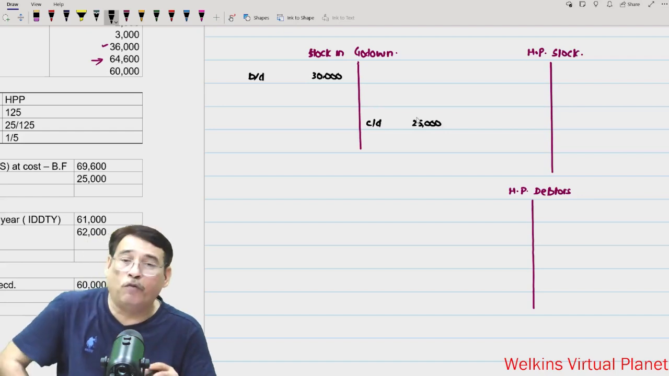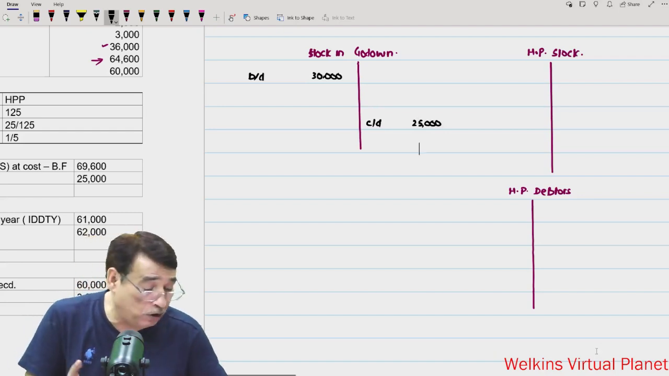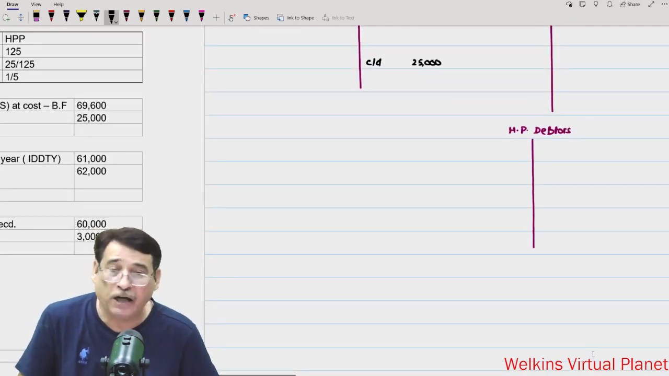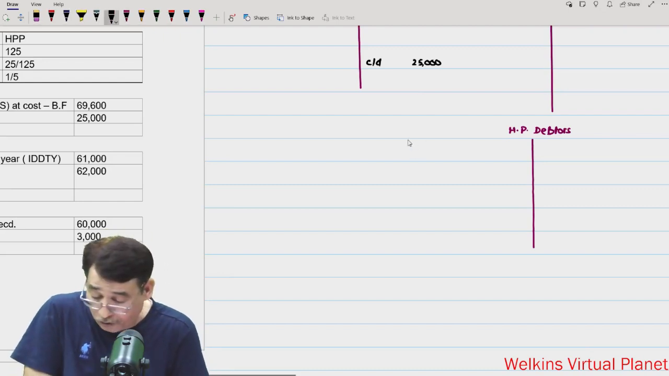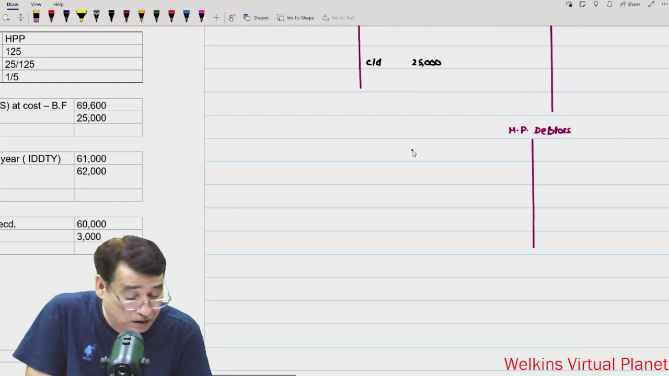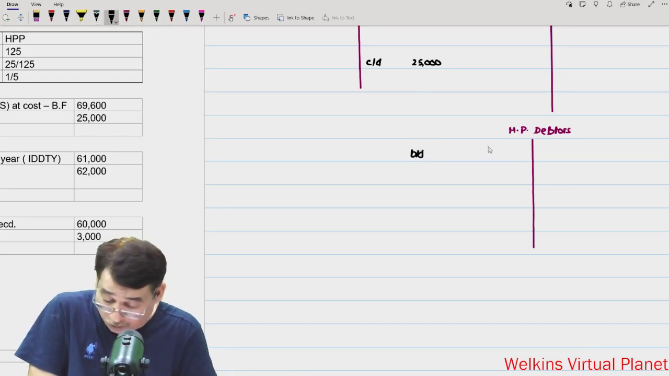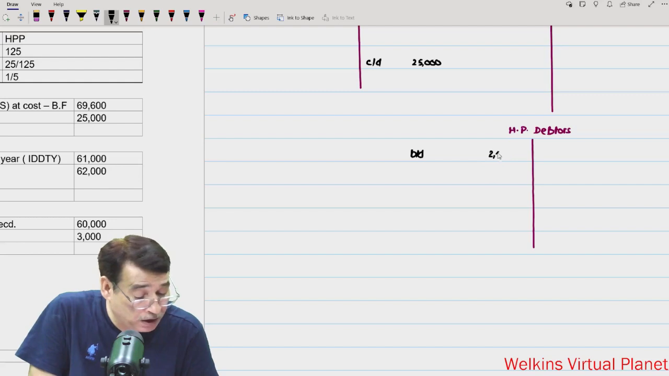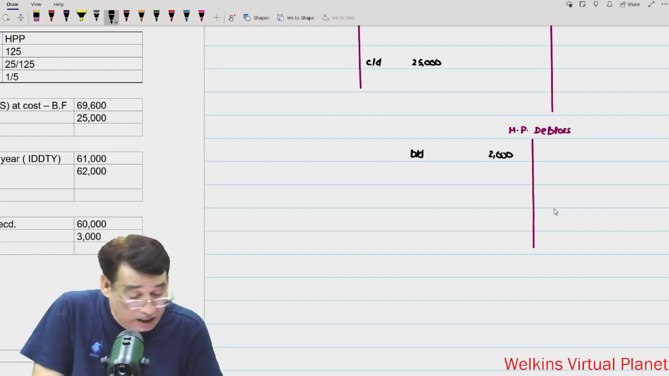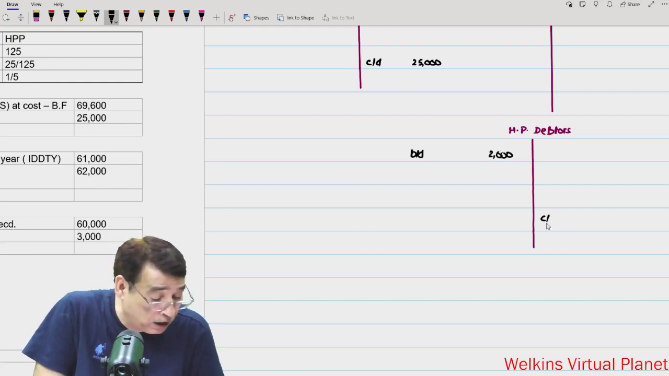After this, overdue installments are given. Now, I told you overdue installments are related to higher purchase debtors. So, overdue installment in the beginning, 2000, is given. So, I will simply write it as balance brought down. That is equal to 2000 in the beginning. And at the end, it is given to us as 3000. So I will simply write 3000.